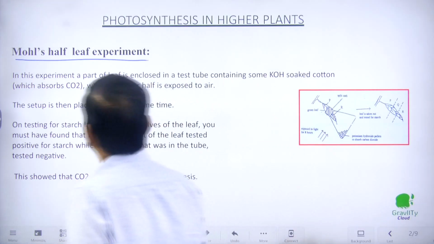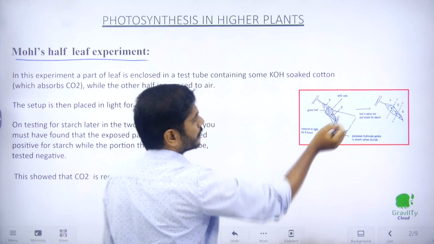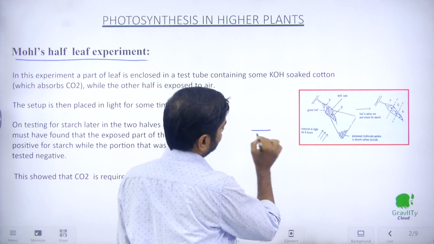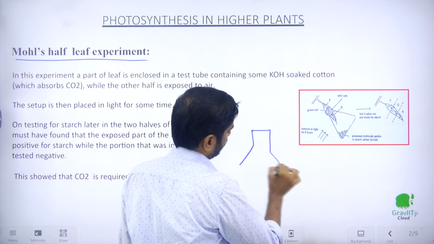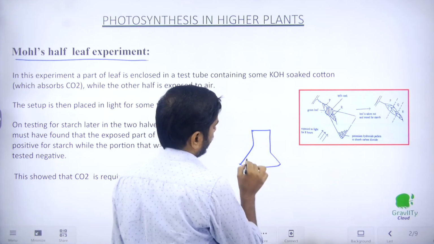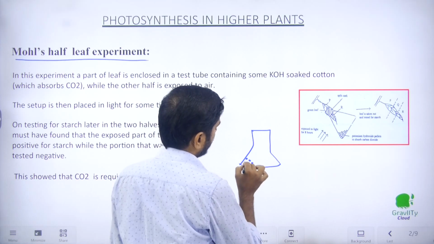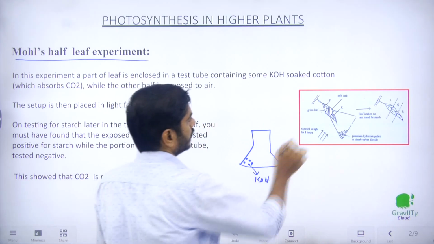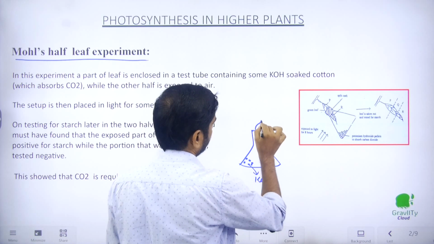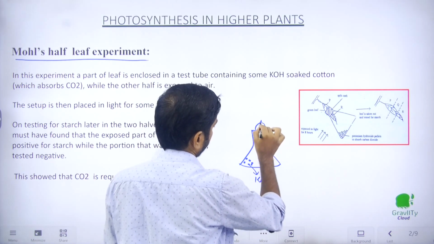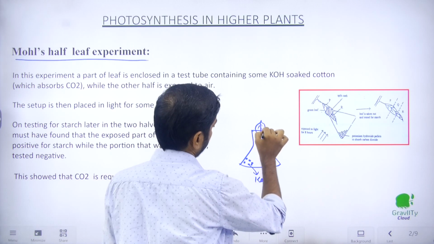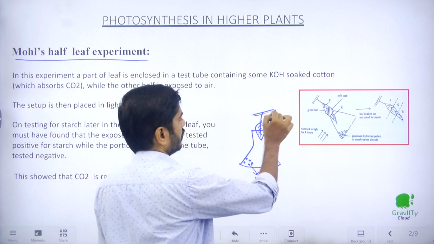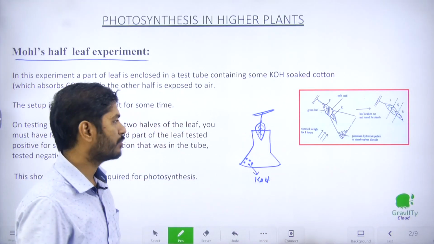Okay, initially, what they have done here, look at it. I think in your lower classes you might also have done this. They took a conical flask and placed some cotton balls which are dipped in KOH. They adjusted a leaf half outside, half inside. Still it is attached to the plant, because that we needed compulsorily.